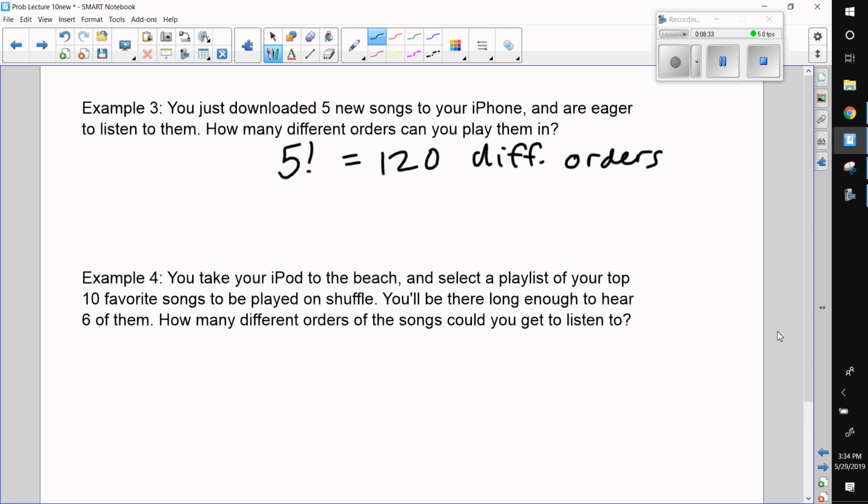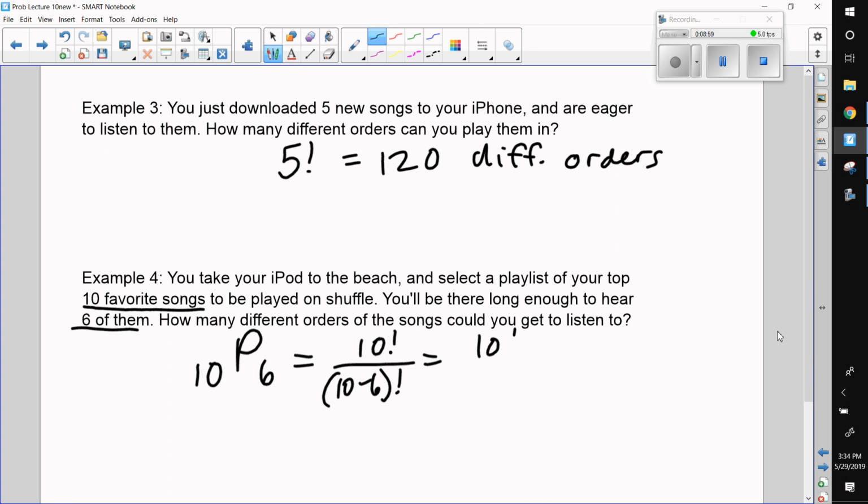Okay, this one here, when we take our iPod to the beach, we have our 10 favorite songs here. You'll be there long enough to listen to 6 of them. How many different orders can you get them in? Okay, so here we're looking at taking that 10 permutations of 6. Okay, so that looks like algebraically like this. So 10 factorial over 4 factorial.